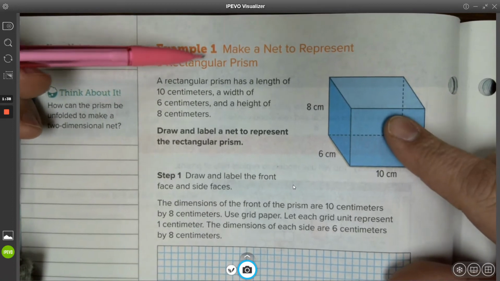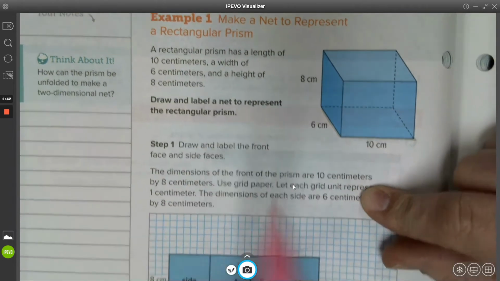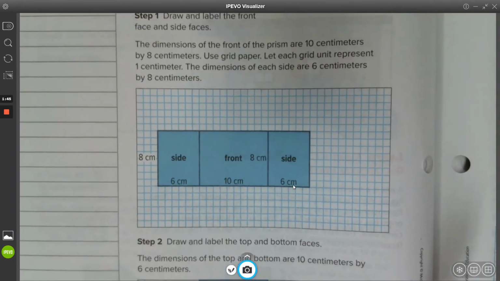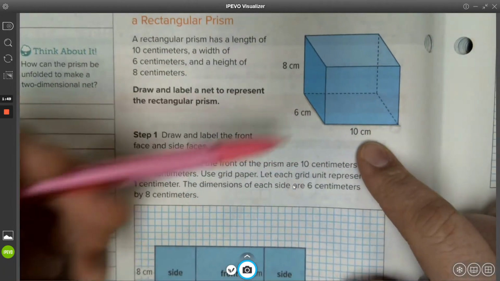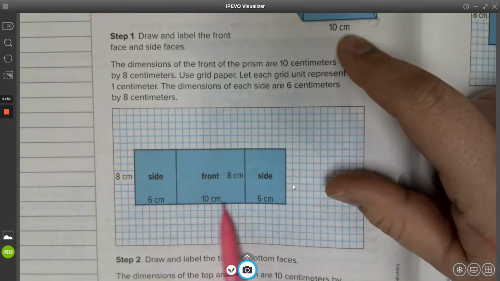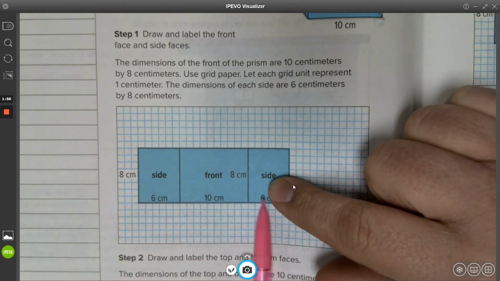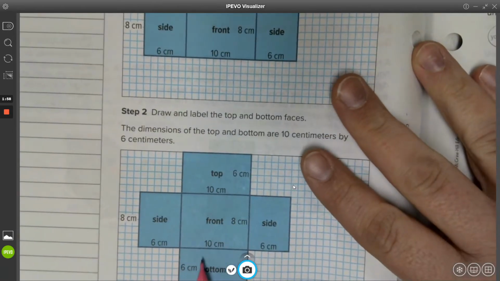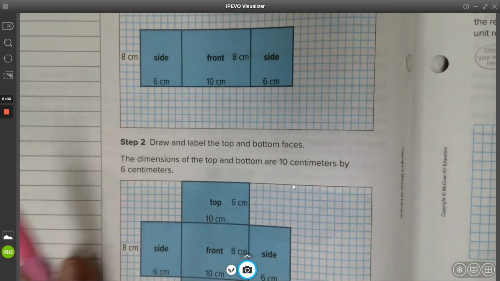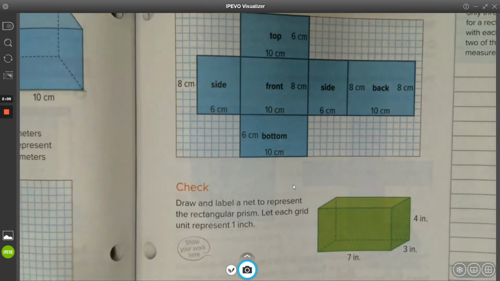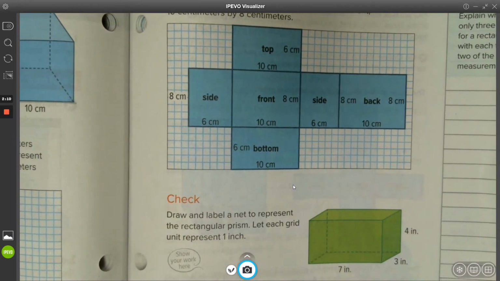To make a net to represent a rectangular prism, we take a look at our dimensions. We have 8, 6, and 10. So the first thing you want to do is start by drawing the front of it. Here's the front. The front is 10 by 8. So we can draw a rectangle that is 10 by 8. Then we have our sides that are 8 by 6. And then we would add our top and bottom. And those are 10 by 6. So you would then put them where they belong. All together, we would then add the back, and you can see what the back would look like.